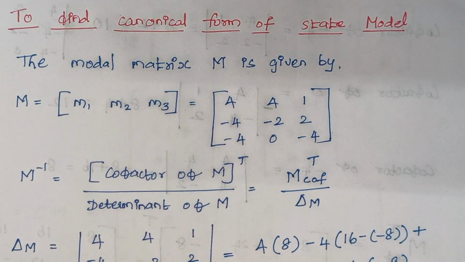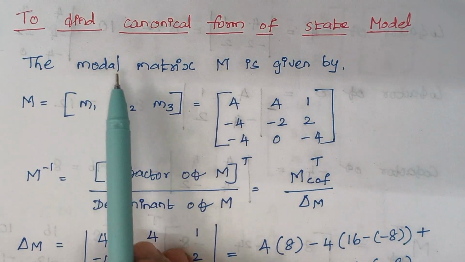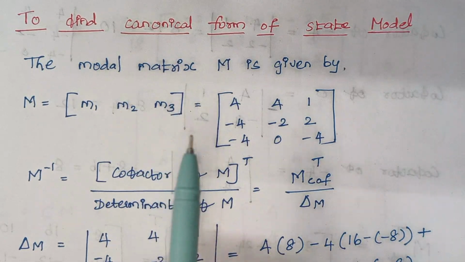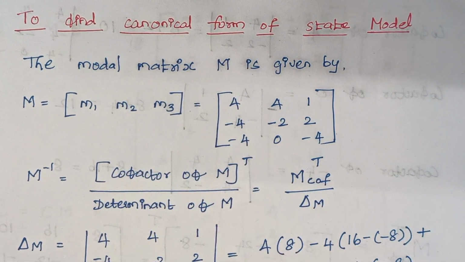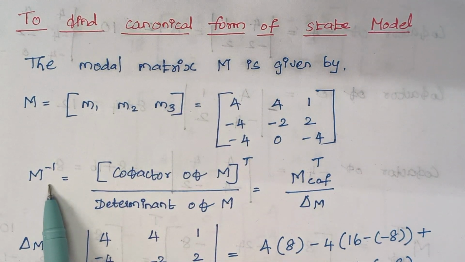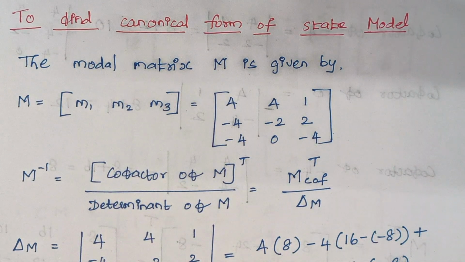The next step is to find the canonical form of the state model. So here the modal matrix M is given by M1, M2, M3. We know the values of M1, M2, M3, right? Just substitute them accordingly. Then the next thing is we have to calculate M inverse, right? This is quite a big procedure, okay? But anyways, when you gradually solve problems, it will become familiar to you.